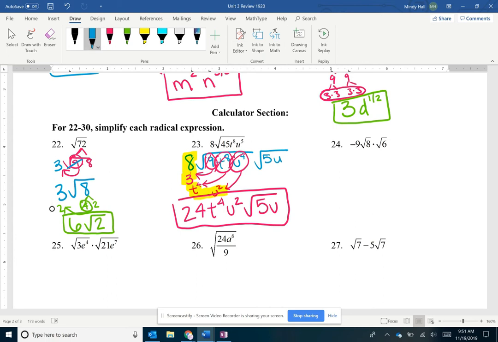So for 24, we are multiplying. So we're going to have negative 9. And then we can just multiply the radicals together. So that would be square root of 48. 48 breaks into the highest perfect square. I want to say is 16, but I'll double check. 48 divided by 16 is 3. So you'd have 16 and 3. So square root of 16 is 4. So we would have 4 times negative 9, which is negative 36. And then we'd still have the 3 on the inside, so it's negative 36 square root of 3.